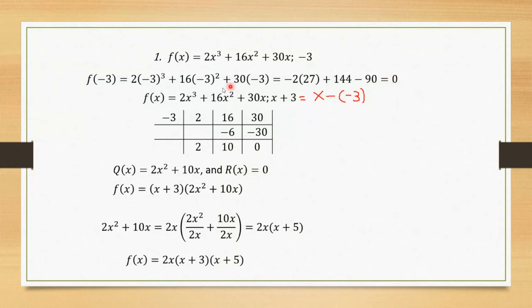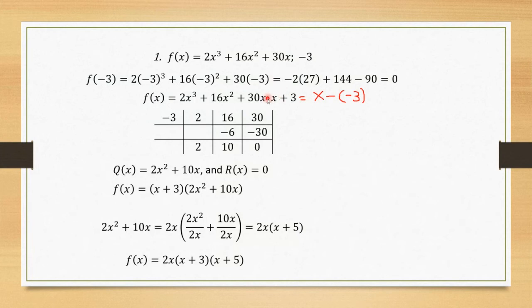And also, because f of minus 3 is 0, that also tells us x plus 3, or x minus negative 3, is a factor of f. How do you get the rest? Well, what we're going to do is synthetic division. So we're going to do synthetic division.